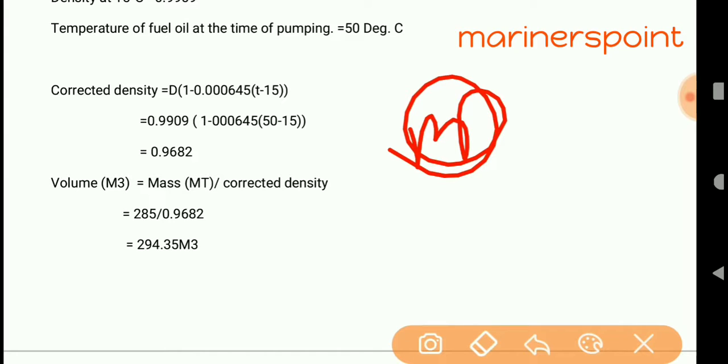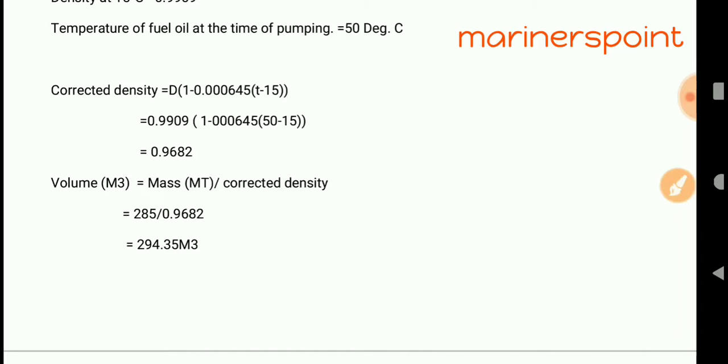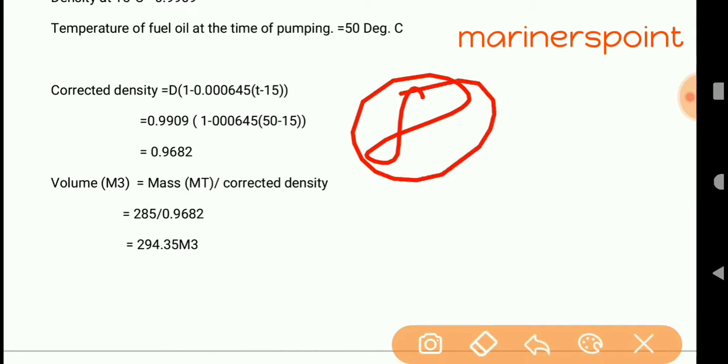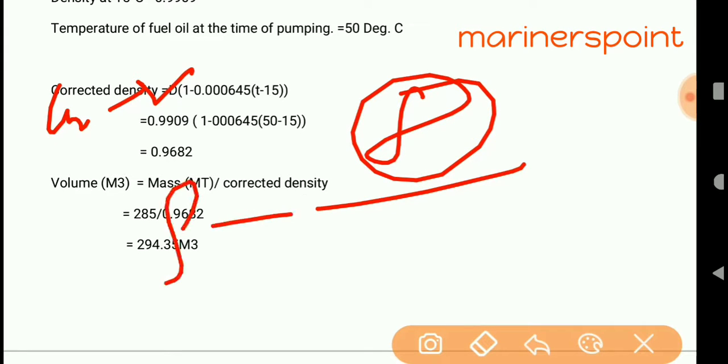Then there are two processes. On a daily basis you have to know how much fuel is in your tank, and during bunkering you have to know how much volume it is. Understand what I am saying? On a daily basis you have to know how much fuel is in your tank. Then the process I already discussed: first take the sounding in centimeters, with the help of the sounding table get the volume, then use the density formula.